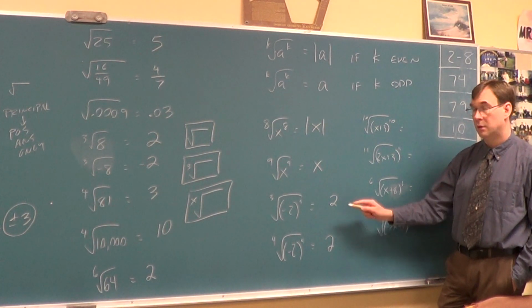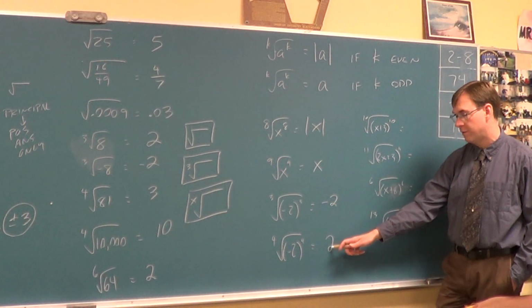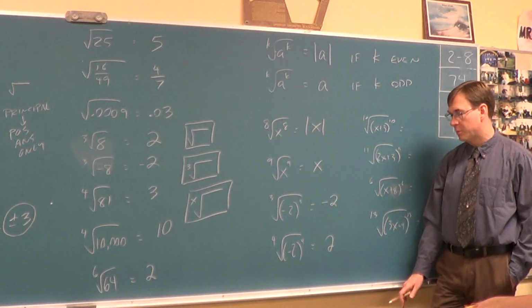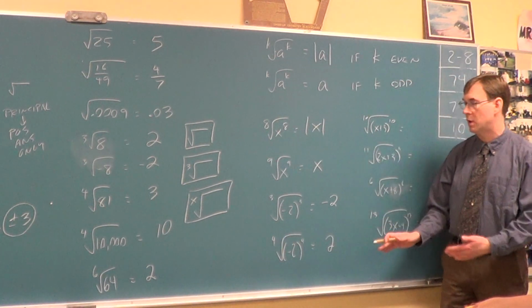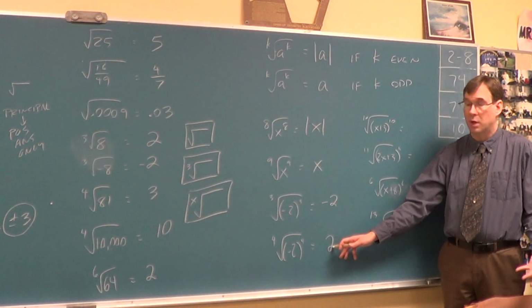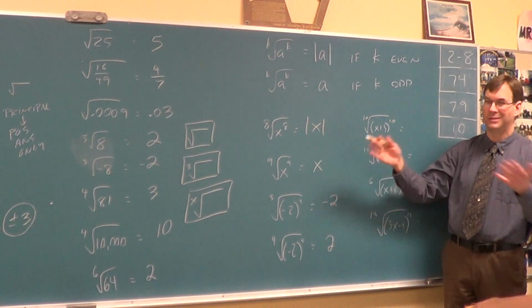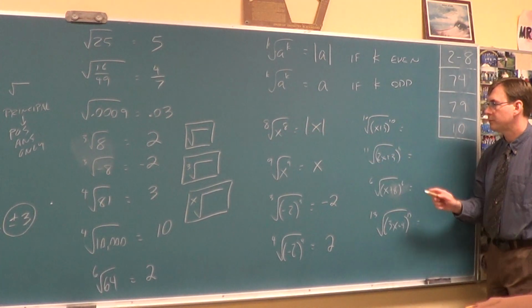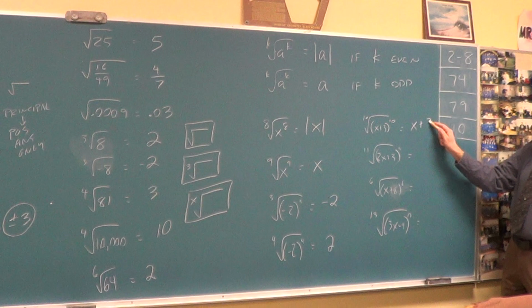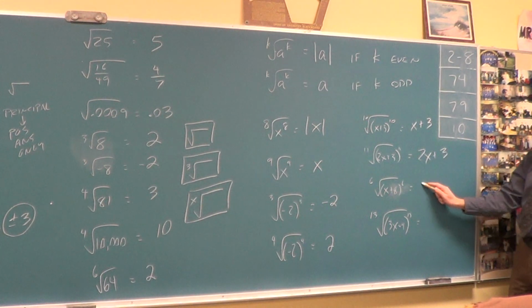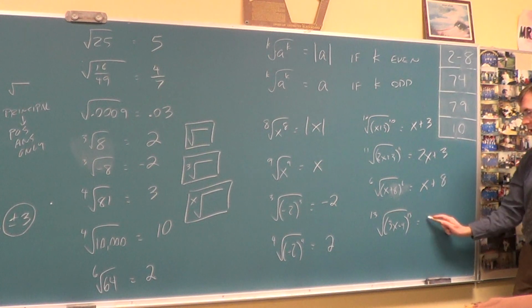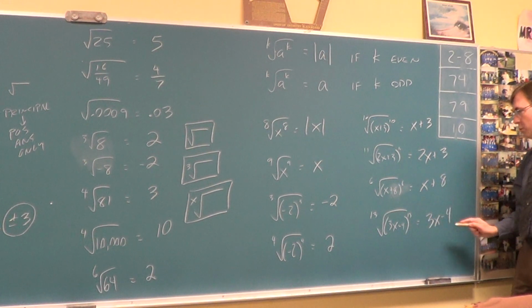The 3 you keep the negative? This one we keep the negative. That one has to get absolute valued so it becomes positive. Anything even has to be positive. If it's a number, just make it positive. But if it's a variable, just throw the bars on it. So this is going to be x plus 3 for sure. This is 2x plus 3 for sure. This is x plus 8 for sure. This is 3x minus 4 for sure.